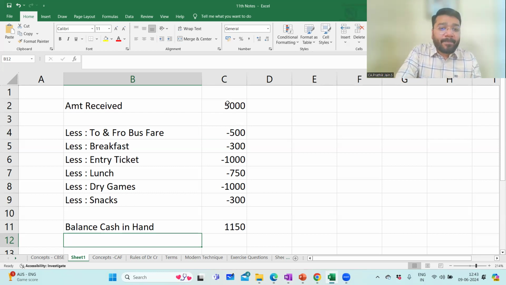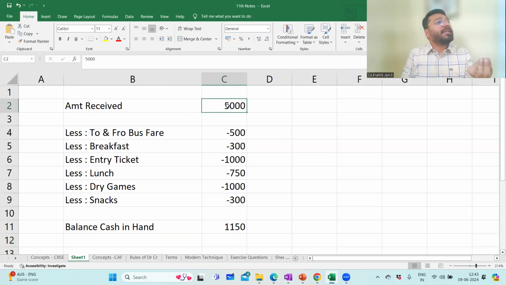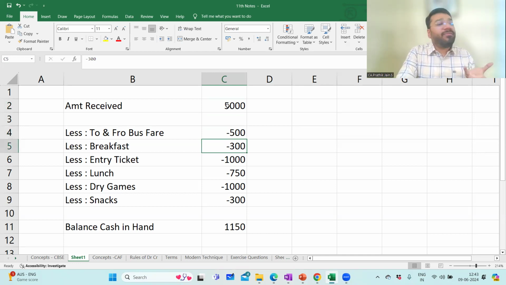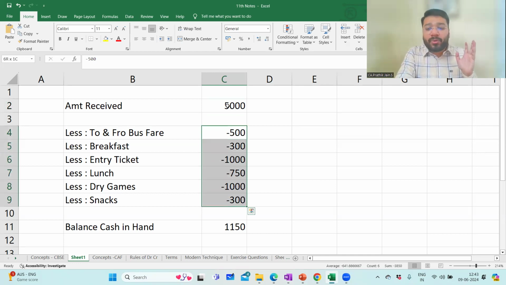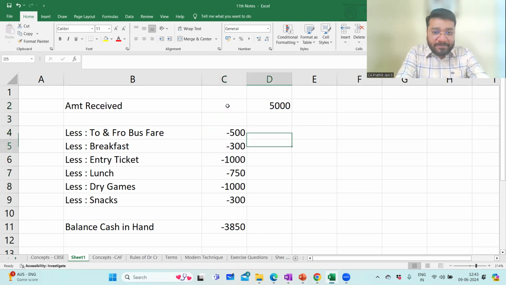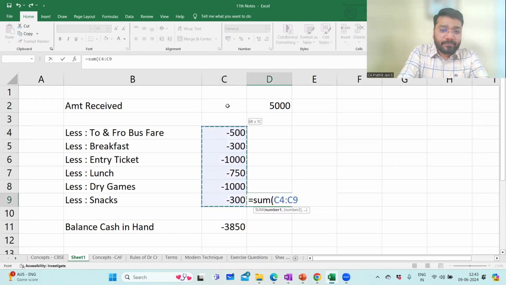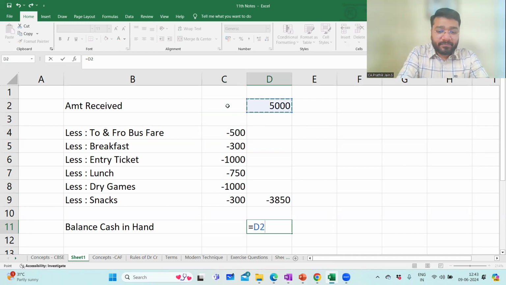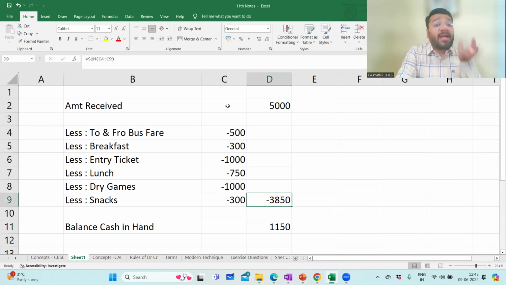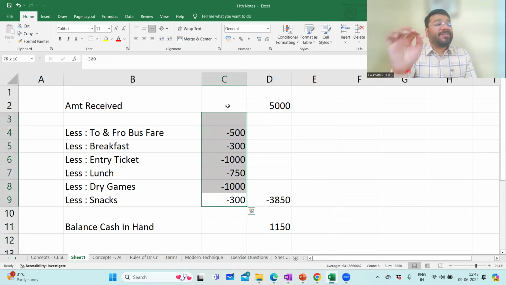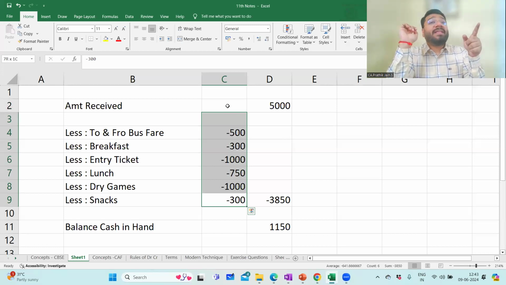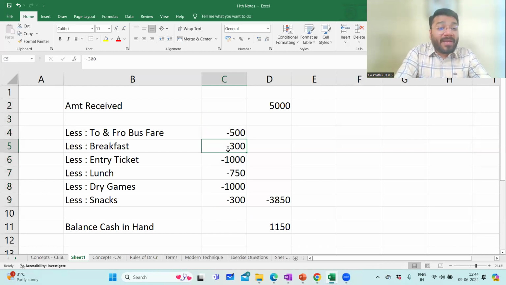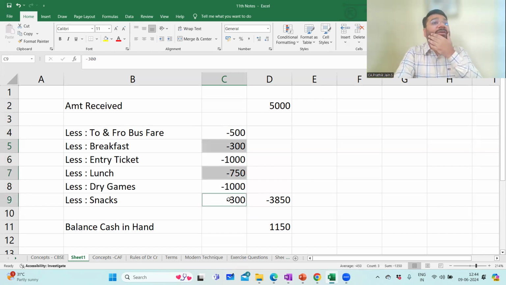Now, this 5,000 rupees that you noted down is a count of the money that you have received. Then you spent 500 rupees for the bus, 300 for breakfast. When you total, this is my total expenditure. What is my total expenditure? 3,850. So 3,850 is the count of the total expenditure. If I want to know how much is the total money that you spent on food alone, then you'll total breakfast, lunch, and snacks, which is 1,350. So we have counted my total food expenditure.